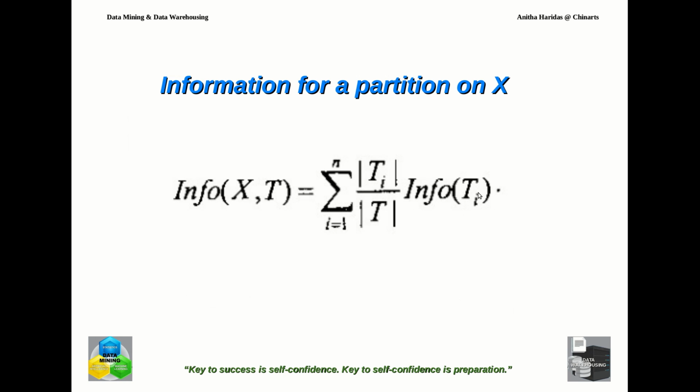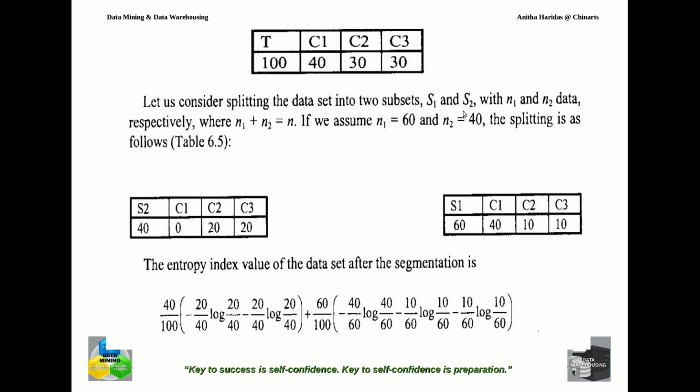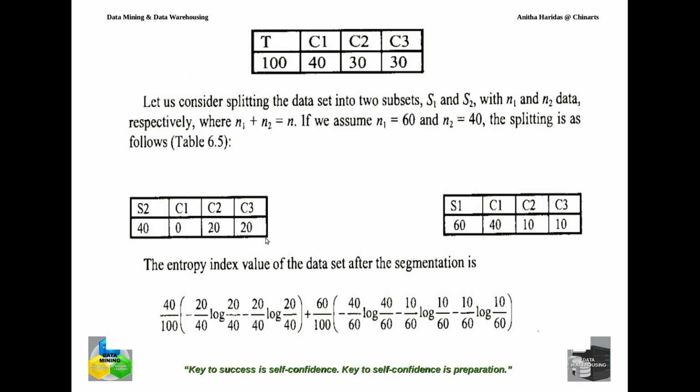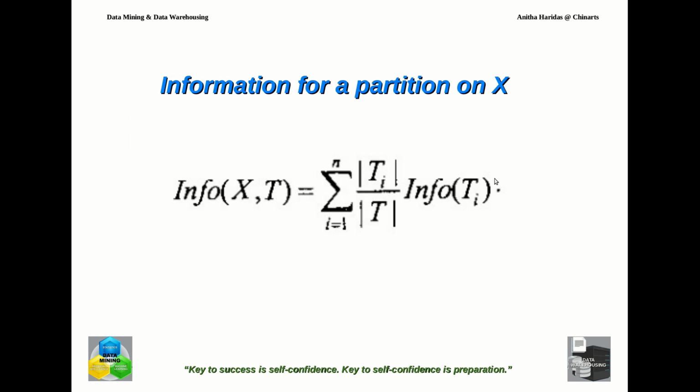Info of Ti for I is equal to 1 to n. Here we have only two partitions, so it is I is equal to 1 to 2. So info of T1 and info of T2. That means info of S1 and info of S2. So this is the info of S2, which is nothing but the entropy value, and this is the info of S1, which is nothing but the entropy of S1. Okay. So after calculating the entropy value, what we have to do?